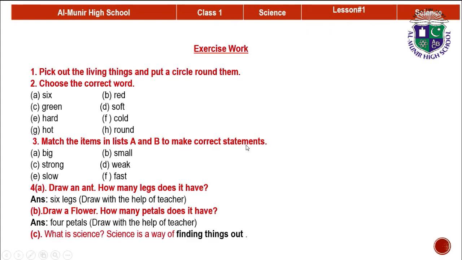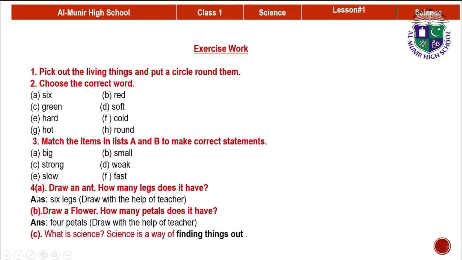And the statements are an elephant is big. So you have to match an elephant is with big. A mouse is small. So match a mouse is with small. A horse is strong. A kitten is weak. A tortoise is slow. A rabbit is fast. Match the items with their correct statements.